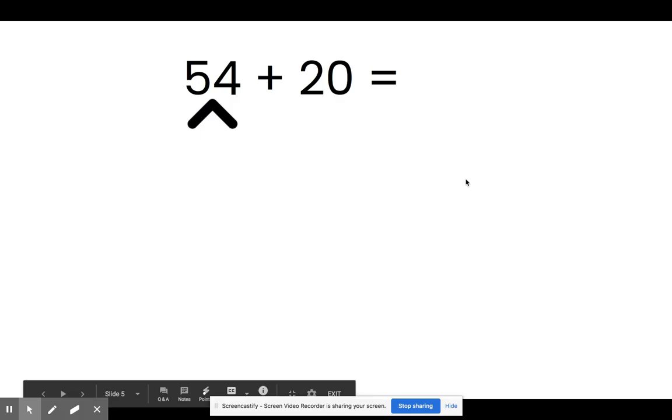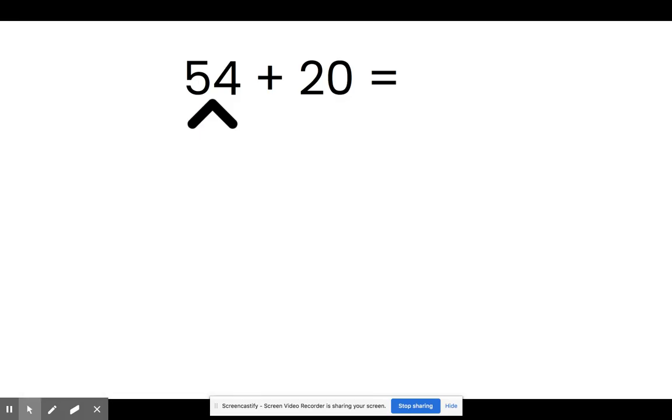When we have larger problems like this, remember, we can break down numbers into their place value parts. So let's look at the number 54 here. We can break 54 into 5 tens, which the value of that is 50. So 5 tens equals 50, and we have 4 ones. So 54 can be split into 50 and 4.